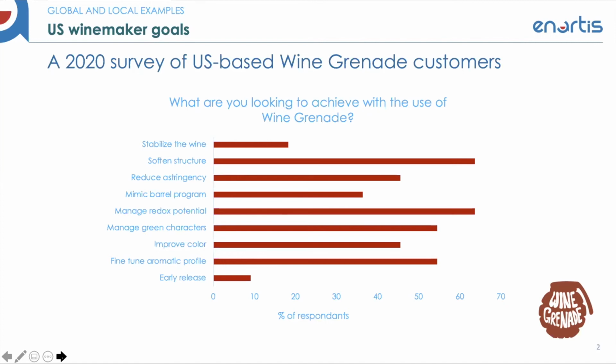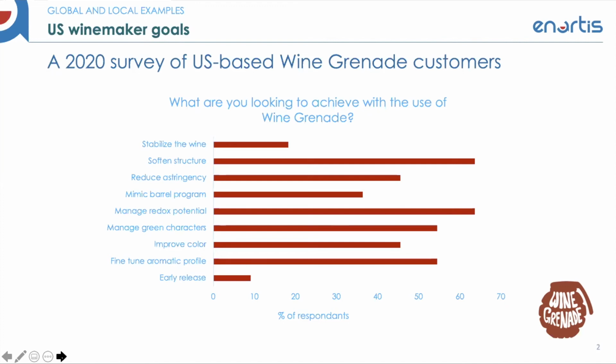So one thing that I found really interesting about these results is that it really challenges the perception that some people have, which is that micro-oxygenation is mostly used or only used to accelerate the maturation of wine. As you can see by looking at some of these figures here, the actual acceleration of the maturation process was only selected by a small percentage of respondents. So the most popular goals, as you can see here, were softening structure, managing redox potential characters, and fine-tuning that aromatic profile.